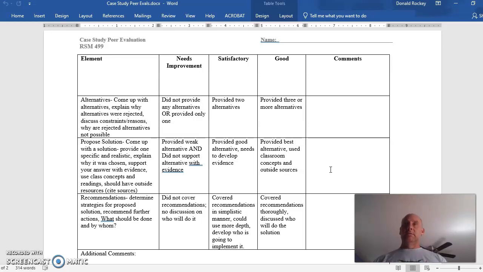and then discuss. You know, explain why the alternatives were rejected, why they're not feasible or possible with this case study, and then it leads us into proposing that one good solution of what you're going to do to handle that particular situation. And so, you know, provide backup, provide support. That's where your outside readings come in.